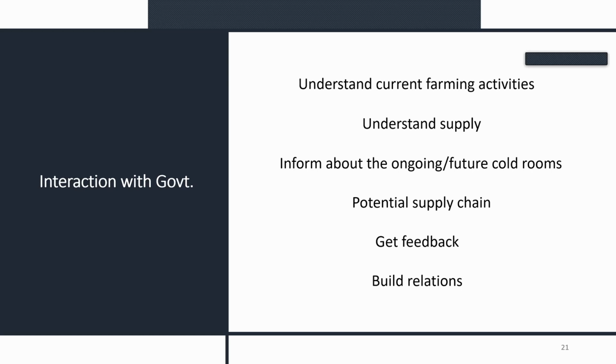And we also inform the government about all these cold rooms we are working on, the current cold rooms and the future cold rooms. If we tell them these cold rooms are going to happen, at least they can inform the farmers through their different channels. They can keep the produce here, the cold rooms are there, and they can actually use them. So basically it is creating a supply chain, and once they know, it will help them reduce food wastage.